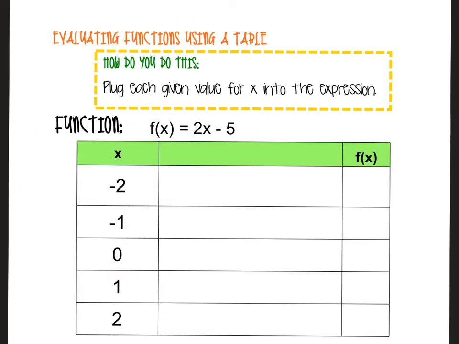All right, so we're just going to jump right into our first type of evaluating, which is evaluating using a table. To do this, like you see here, you're going to be given a table of x values. You are also going to be given a function that is written like this. Then what we're going to do is substitute in each given x value into our expression and then use order of operations to help us simplify. So basically we can just plug in.